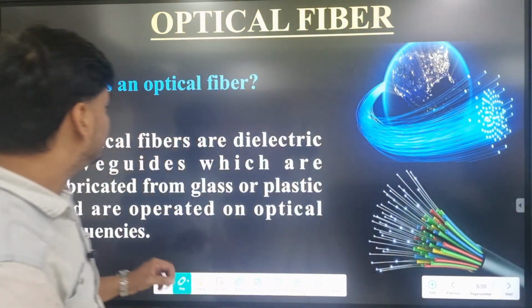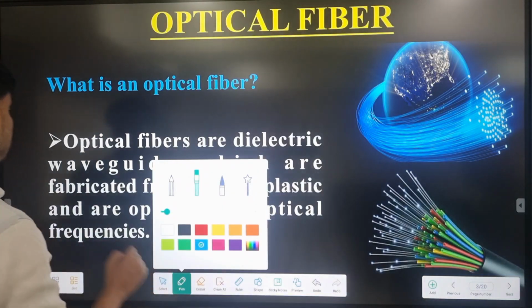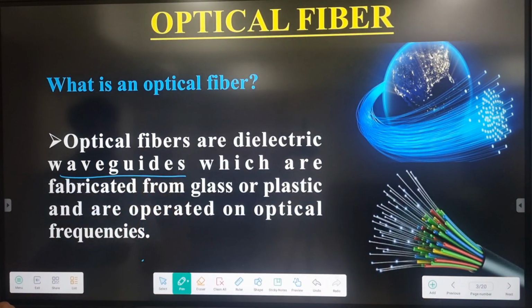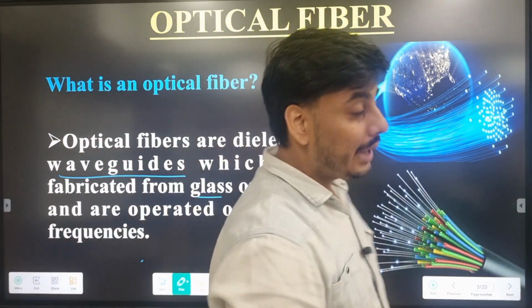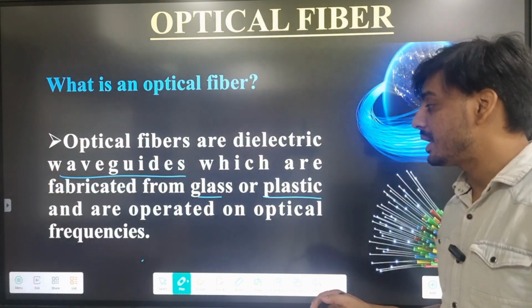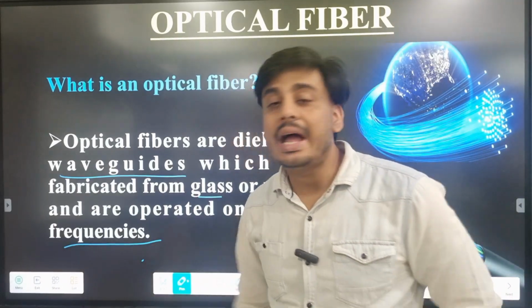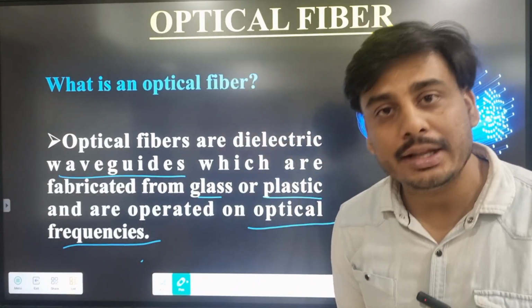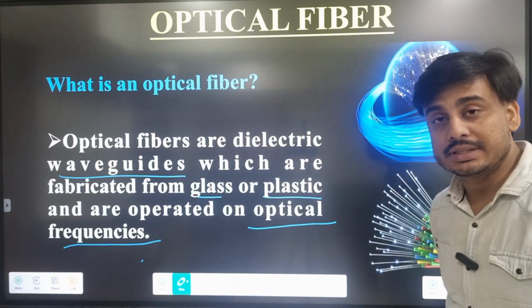Optical fiber is nothing but a waveguide. You can see it is written here as optical fiber, a waveguide fabricated from glass or plastic. Mainly they are made up of glass or plastic, operated on optical frequencies, because light waves, electromagnetic waves, are used. For that reason, it is said to be optical frequencies.